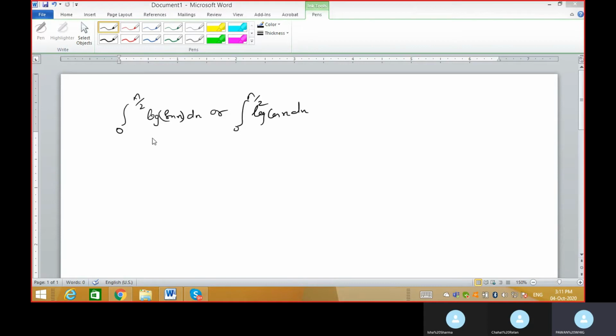Okay, let us see this question. This is a very important question, and it is asked in the CBSE board several times, and this is one of the most important questions of the definite integral. The question is the integral from 0 to pi by 2 of log of sin x, or 0 to pi by 2 of log of cos x. Now, how to solve this question?